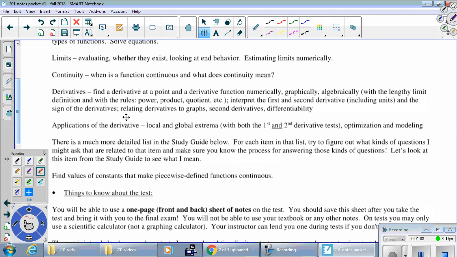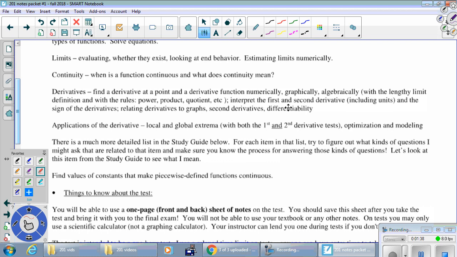Derivatives, this is a bunch of what we've done this semester. You should be able to find a derivative at a point and a derivative function numerically. That means using a table of values. Graphically, that means using a given graph of a function. And then algebraically, which is the lengthy limit definition. And then I also want you to be able to use our rules. These are also called algebraic ways to think about the derivative. We had power rule, product rule, quotient rule, sum and difference rules, just the rules that we've covered so far. There are more coming, but not on this test.